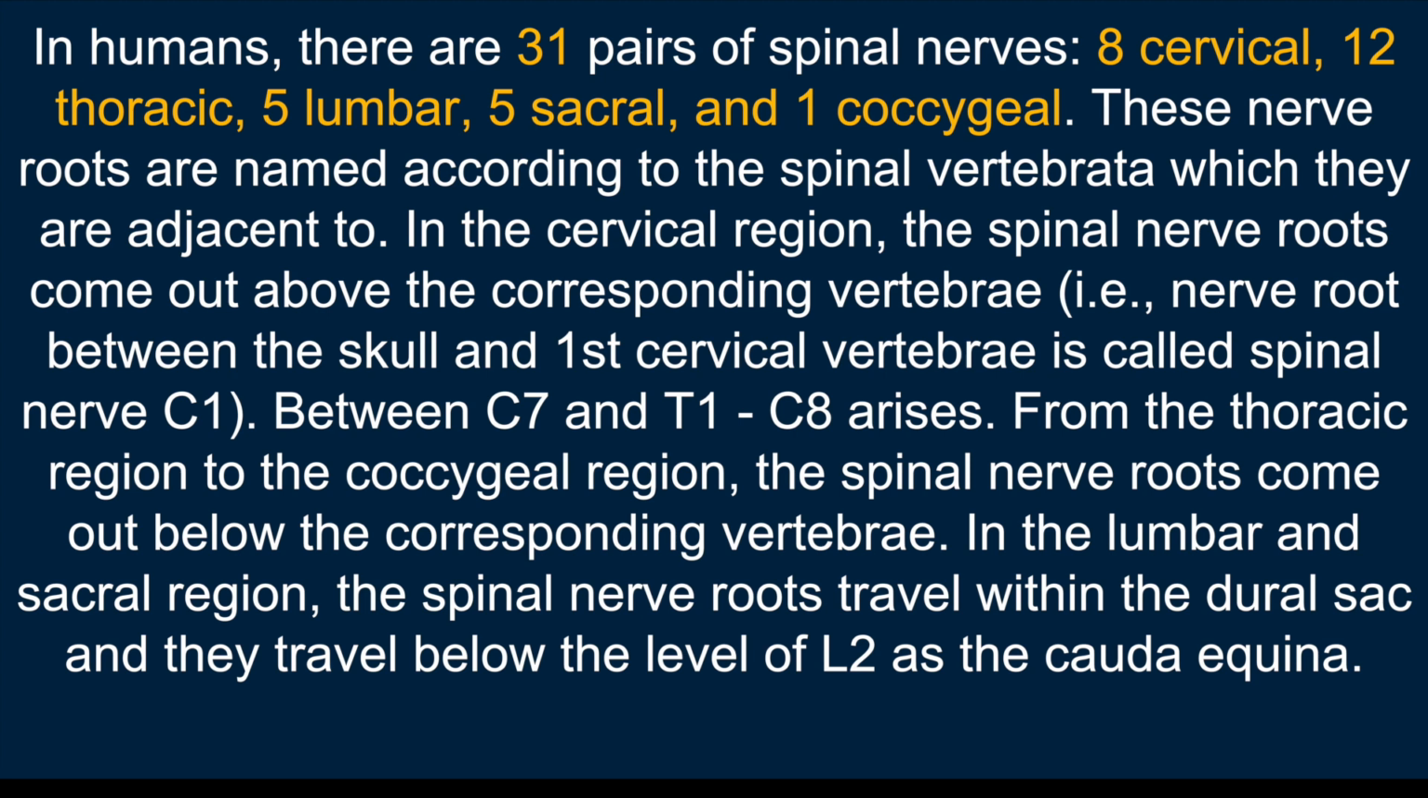In the cervical region, the spinal nerve roots come out above the corresponding vertebrae. That is, the nerve root between the skull and first cervical vertebrae is called spinal nerve C1. Between C7 and T1, the cervical nerve 8 arises. From the thoracic region to the coccygeal region, the spinal nerve roots come out below the corresponding vertebrae. In the lumbar and the sacral region, the spinal nerve roots travel within the dural sac and they travel below the level of L2 as the cauda equina.